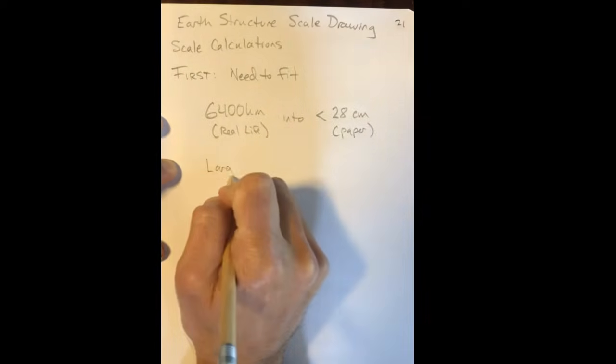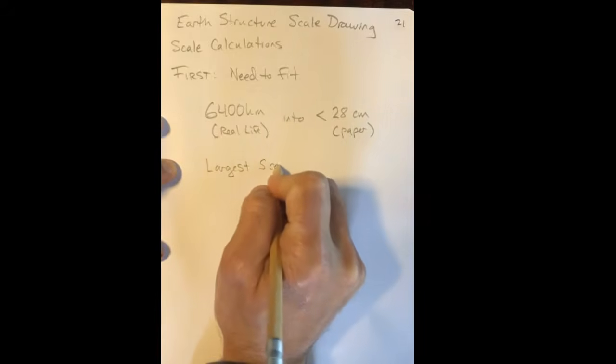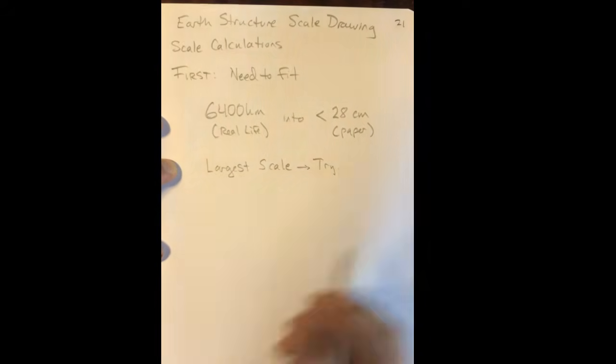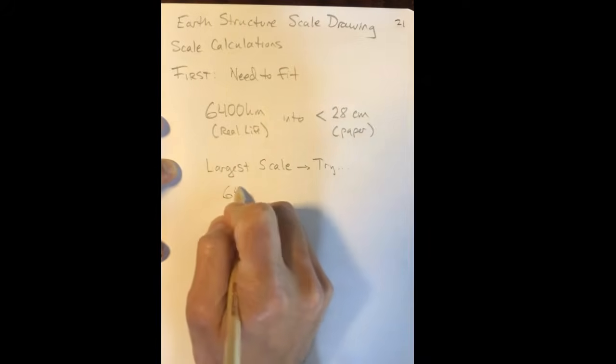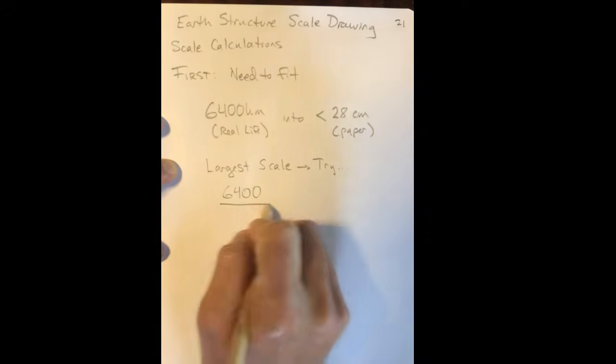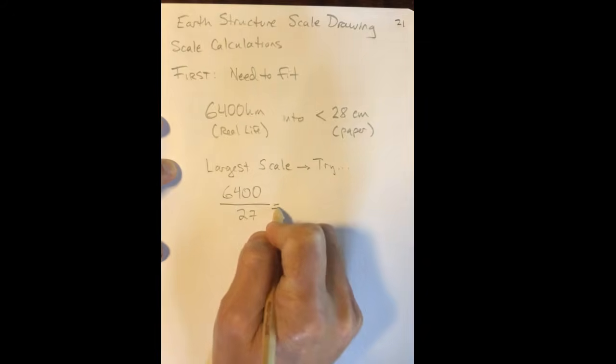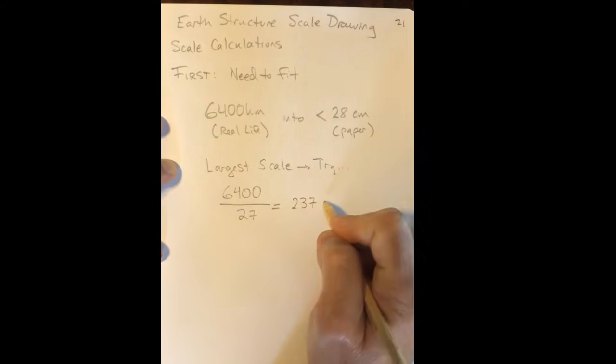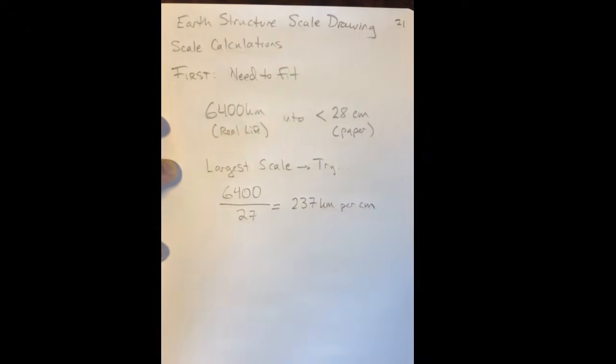I wonder what the longest scale is that I could fit on my paper if I filled the entire paper. So I'll choose 27 centimeters as the length of the paper. I'll divide 6,400, which is the number of kilometers in real life, by 27, and let's see what I end up with. That would give me a scale of 237 kilometers per centimeter on the page.